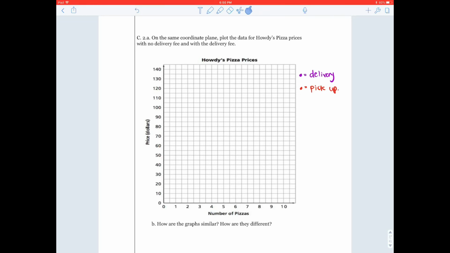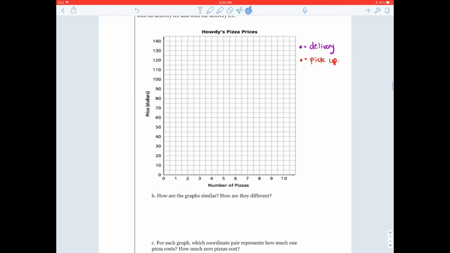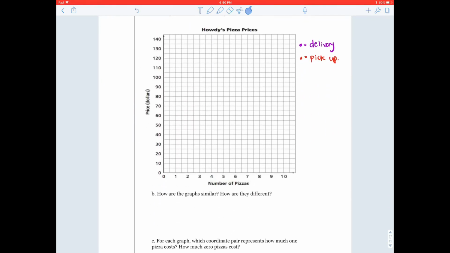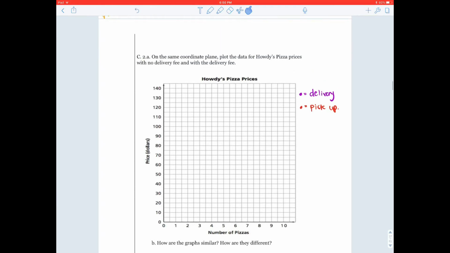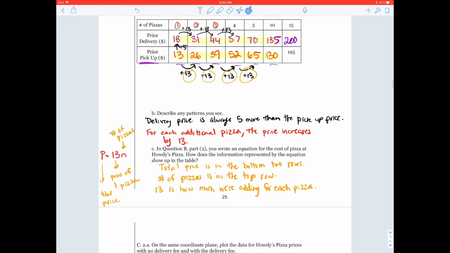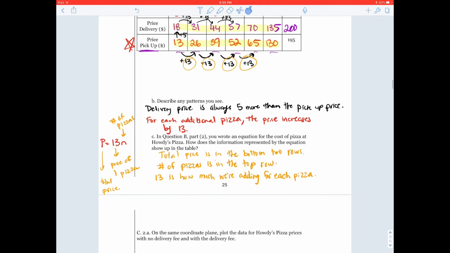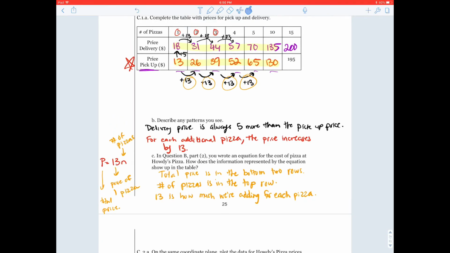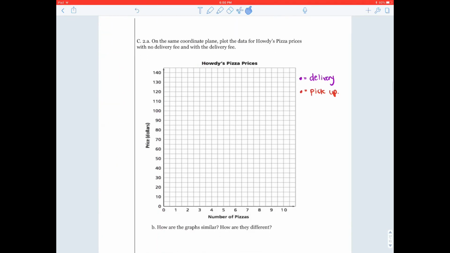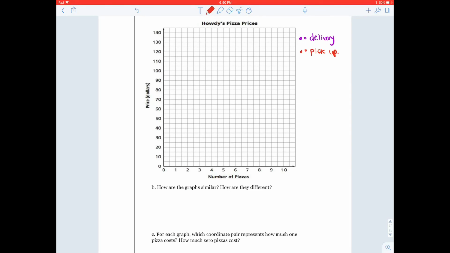Okay. So let's review quickly, how are we going to graph these? So we want to graph the number of pizzas up to 10. So looking at Howdy's costs, I'm going to draw a star next to it. We are looking at pickup prices. Okay, so our first coordinate is going to be, for one pizza, it costs $13. So we're going to plot that onto our graph here.